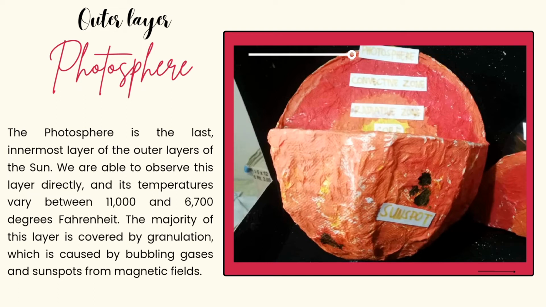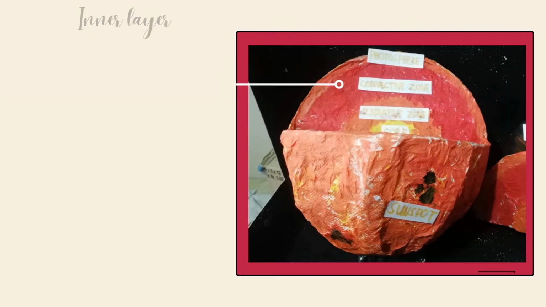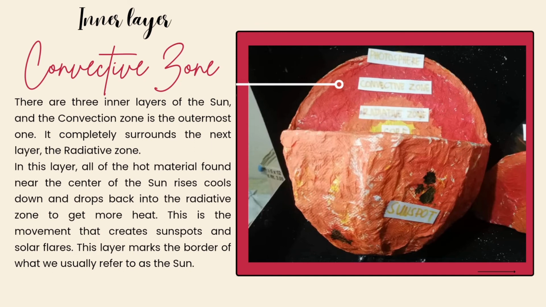Followed by the photosphere. Basically, the photosphere is the innermost layer of the outer layers of the sun. We are able to observe this layer directly, and its temperatures vary between 11,000 and 6,700 degrees Fahrenheit. The majority of this layer is covered by granulation, which is caused by bubbling gases and sunspots from the magnetic field.